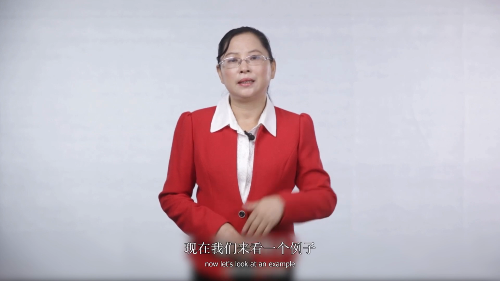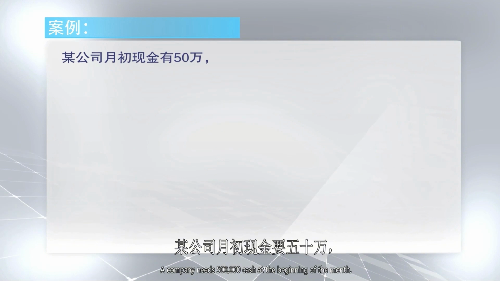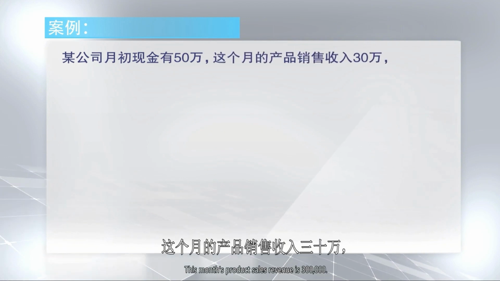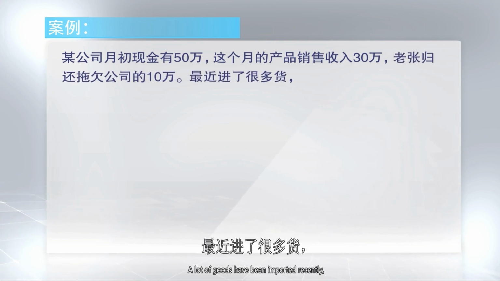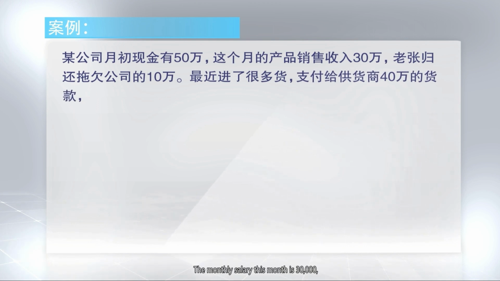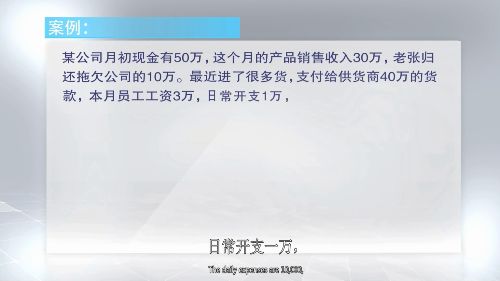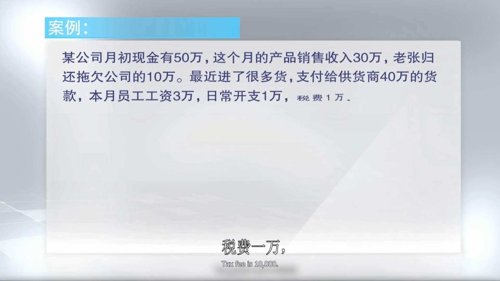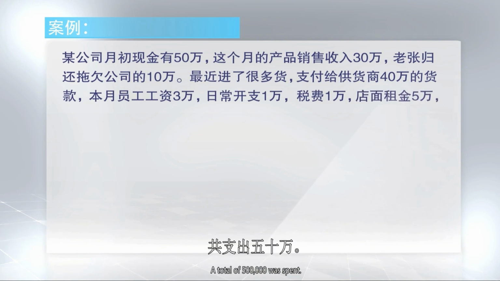Now let's look at an example. A company has $500,000 cash at the beginning of the month. This month's product sales revenue is $300,000. Lao Zhang repaid the 100,000 yuan he owed to the company. A lot of goods have been imported recently, with payment of 400,000 yuan to suppliers. The monthly salary this month is 30,000. The daily expenses are 10,000. The tax fee is 10,000. The ground rent is 50,000. A total of 500,000 was spent.